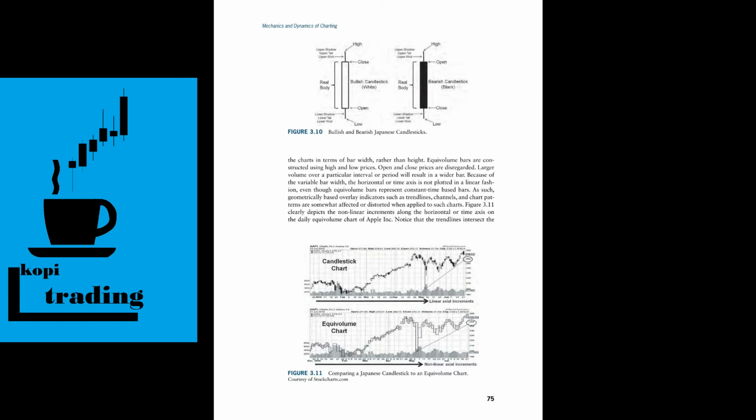Because of the variable bar width, the horizontal or time axis is not plotted in a linear fashion, even though equivolume bars represent constant time-based bars. As such, geometrically based overlay indicators such as trend lines, channels, and chart patterns are somewhat affected or distorted when applied to such charts. Figure 3.11 clearly depicts the non-linear increments along the horizontal or time axis on the daily equivolume chart of Apple Inc. Notice that the trend lines intersect the... Figure 3.11. Comparing a Japanese candlestick to an equivolume chart, courtesy of stockcharts.com.